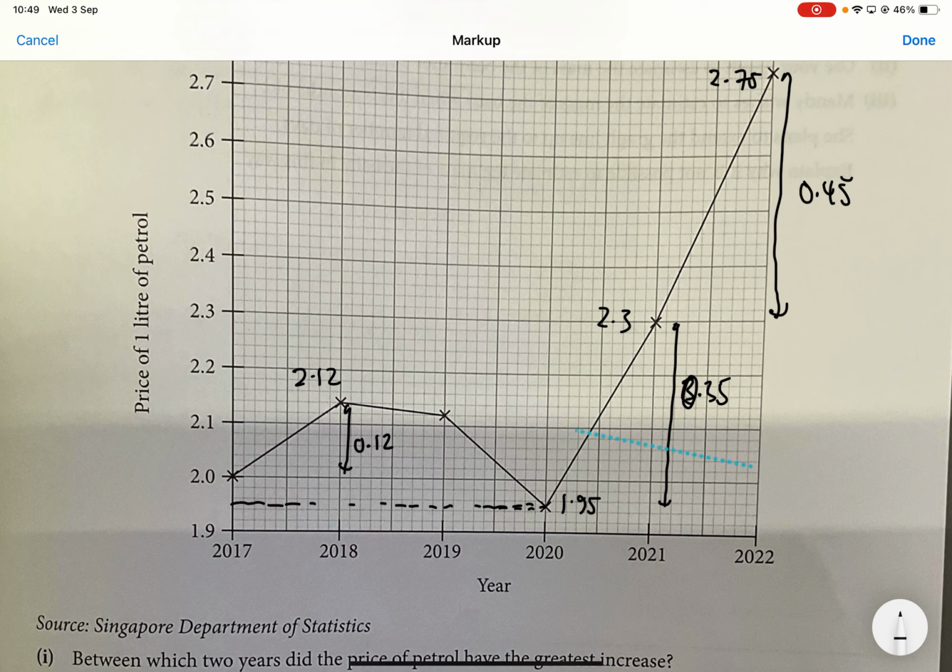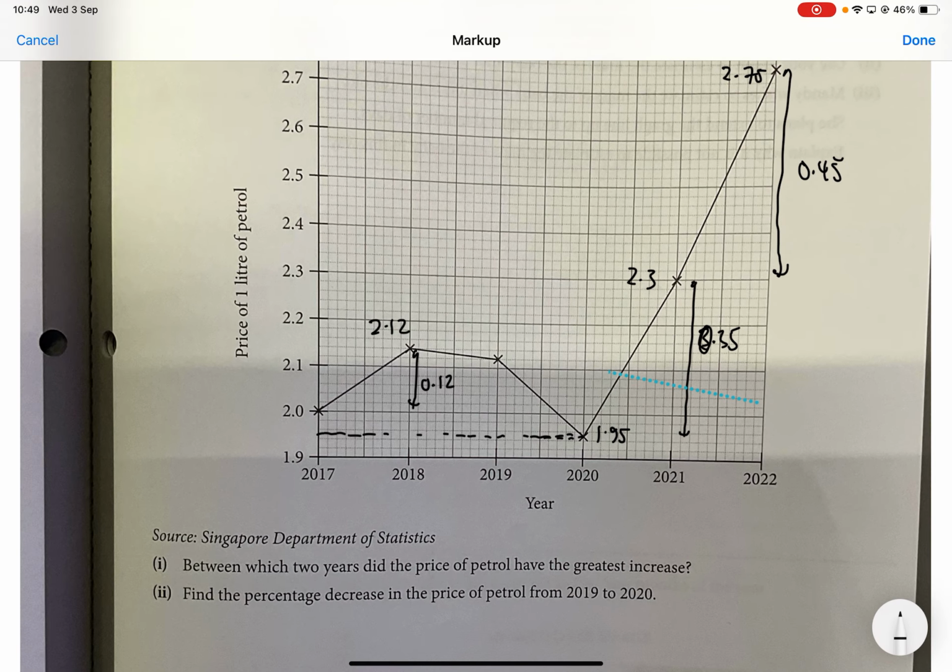So the greatest increase is between here and here. Okay? Biggest increase, the increase is 0.45. Here the increase is 0.35. Here the increase is 0.12, smallest, biggest. Okay? So between which 2 years? 2021 and 2022.